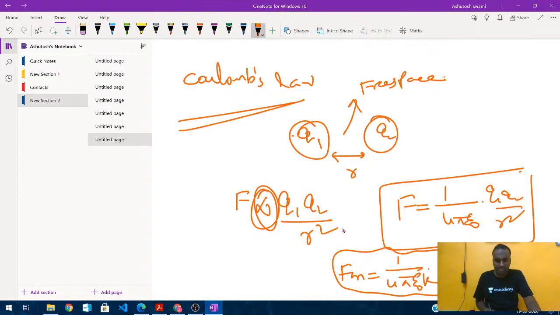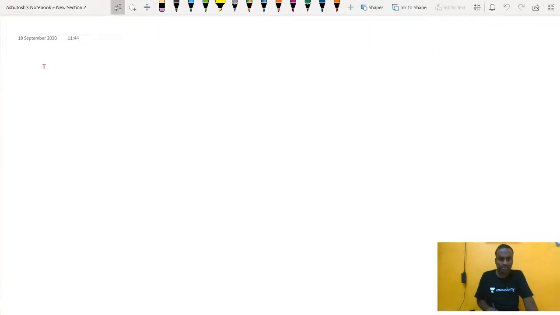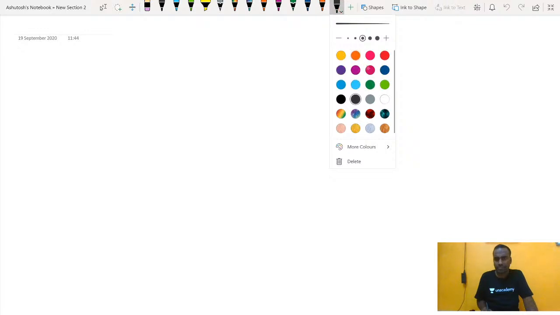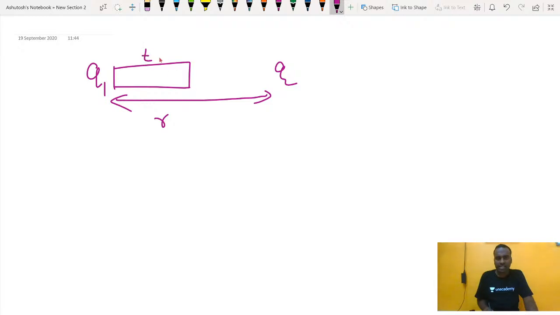Suppose some part is medium and some part is free space. Anyway, I am going to discuss this, students, please listen. Two charges q1 and q2, and the separation between the two charges is r. Some part has a length t with dielectric constant k, and the remaining part is free space.